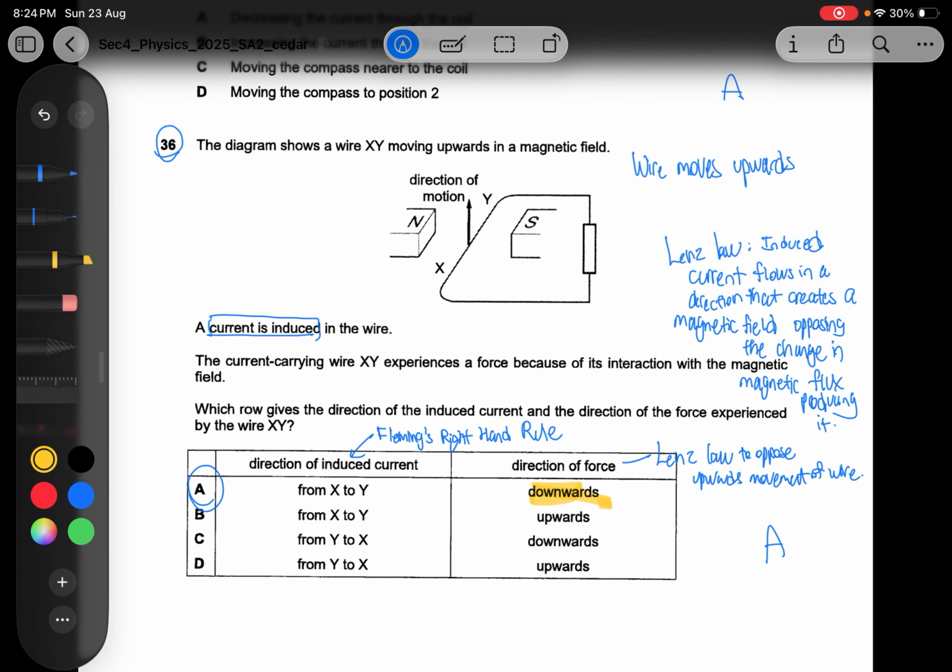So because I know the force is downwards, what's the next thing I can do? I can use Fleming's right hand rule, right? If you put up the fingers, I cannot show you, but your force will be downwards, so the thumb to the floor. Remember, using your right hand, your magnetic field is to the right. This is your middle finger, remember? And your index will point towards the page, into the page. That means it's from X to Y.